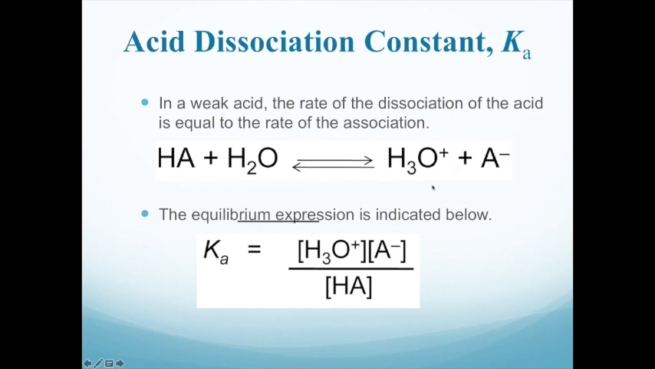And therefore, we can write an equilibrium expression for this process. So, we say that the acid dissociation constant Ka is equal to the hydronium ion concentration times the concentration of the anion conjugate base, and this is divided by the concentration of the undissociated acid.